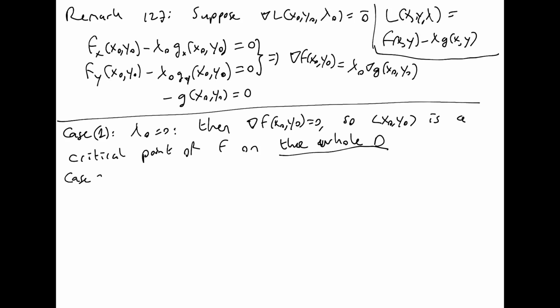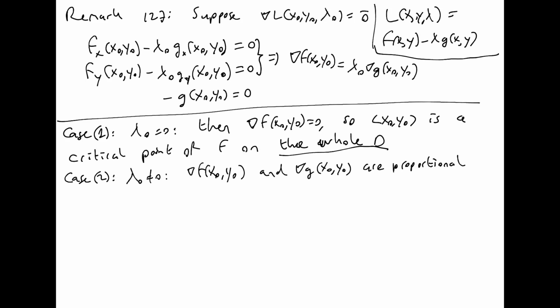In case 2, we consider the case where this is not equal to 0. Well, then again, by this equation over here, if that value is not 0, we see that the gradient of f and the gradient of g are proportional. Yeah? So it means that the gradient of f and the gradient of g are proportional, meaning they are scalar multiples of each other, namely the scalar multiple is lambda naught. Yeah?